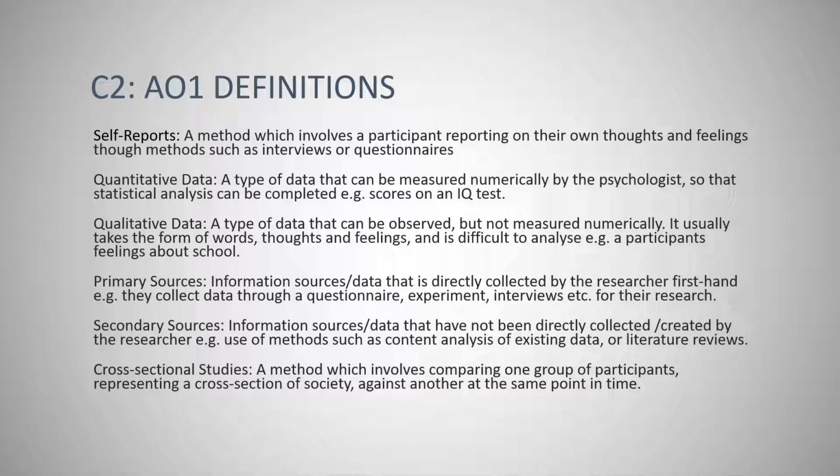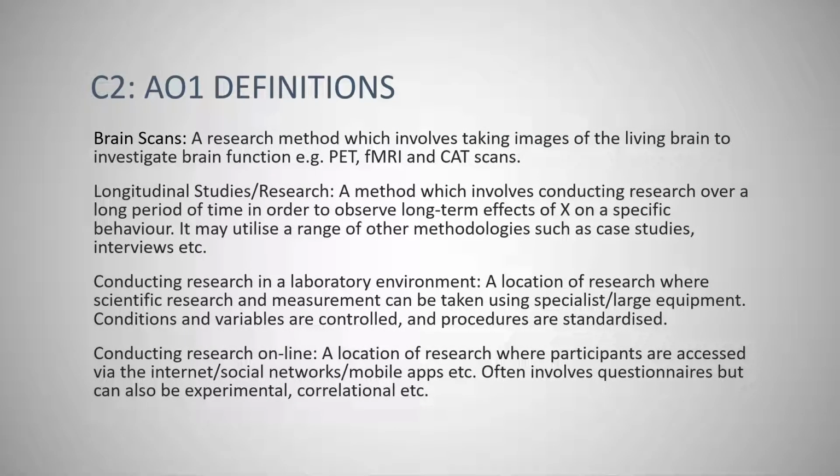Cross-sectional studies are a method which involves comparing one group of participants representing a cross-section of society against another at the same point in time. Brain scans are a research method which involves taking images of the living brain to investigate brain function. So, for example, PET scans, fMRI scans, and CAT scans.